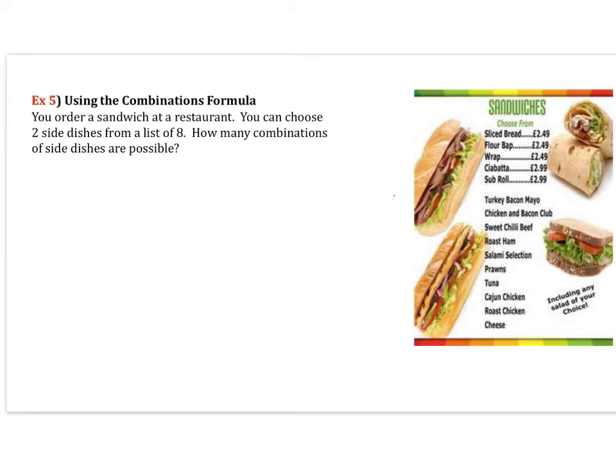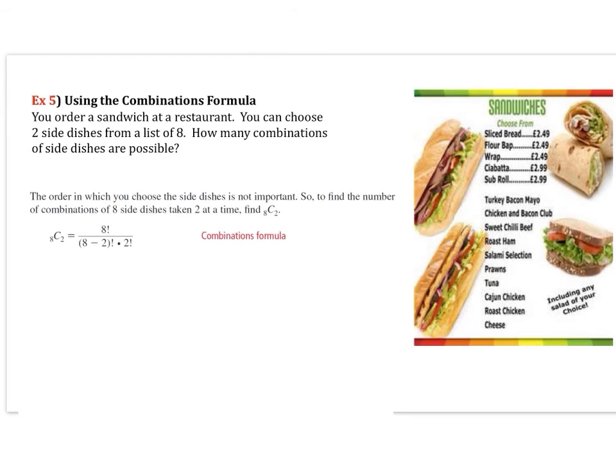Alright, so let's use our combination formula. You order a sandwich at a restaurant, you can choose 2 side dishes from a list of 8. How many combinations of side dishes are possible? So the order in which you choose the side dishes is not important. So to find the number of combinations of 8 side dishes taken 2 at a time, that would be 8 choose 2. So set up your formula, starting off, so 8 factorial divided by 8 minus 2 factorial times 2 factorial.